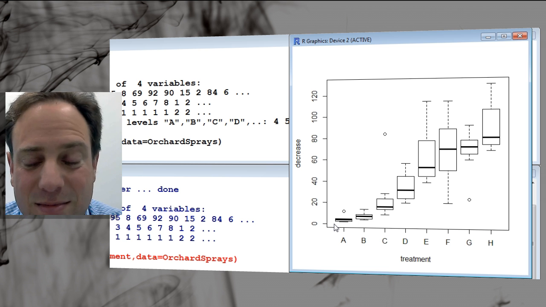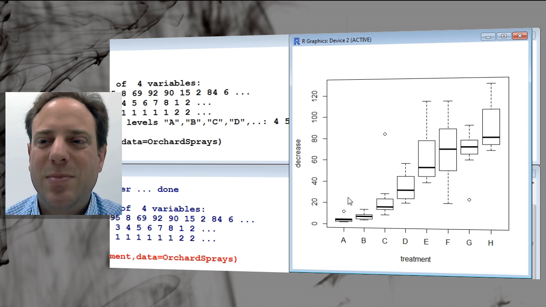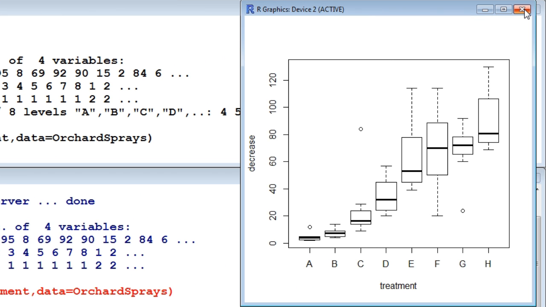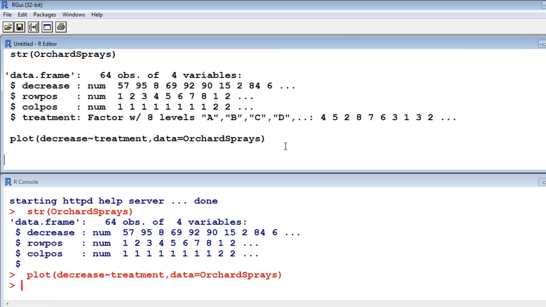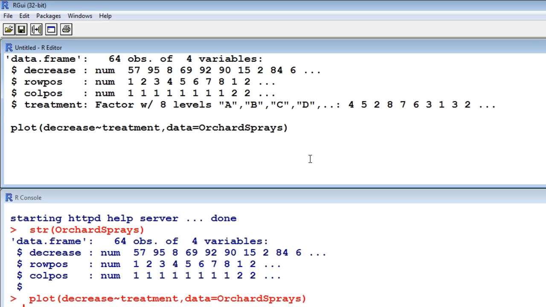If you use your own data, it will rarely happen that you have such a nice pattern in there immediately. Anyway, this is just for illustrative purposes. So we're expecting the decrease for treatment H to be around 80, and for treatment A it's going to be around 0. So let's see whether we get there using a linear model.